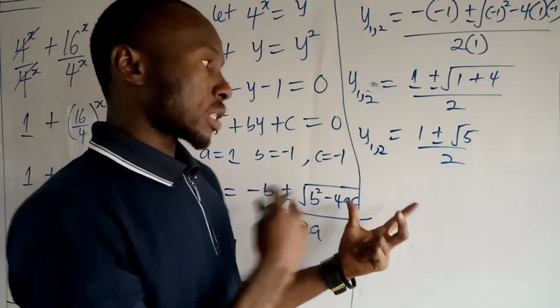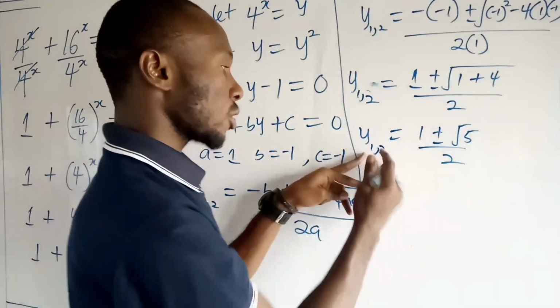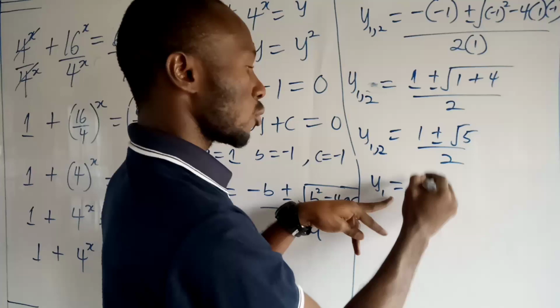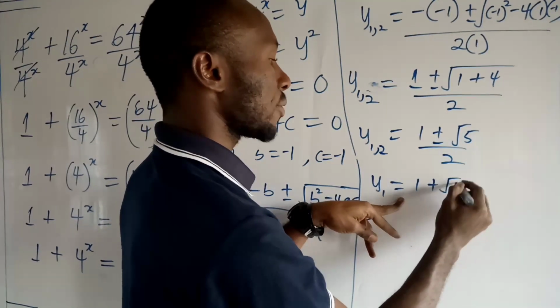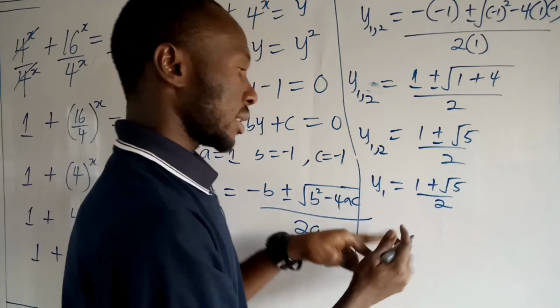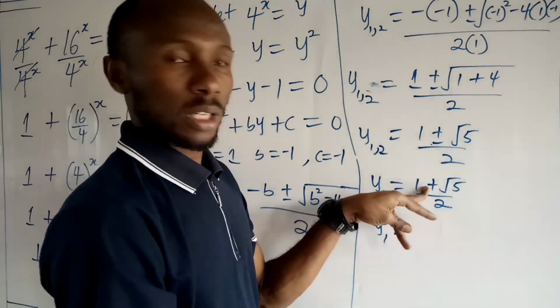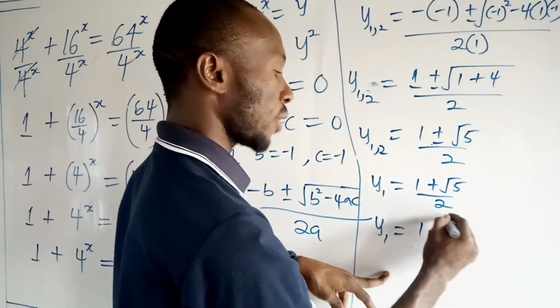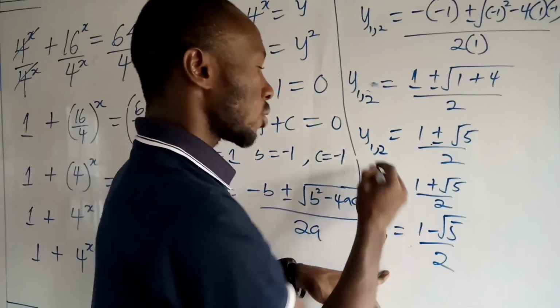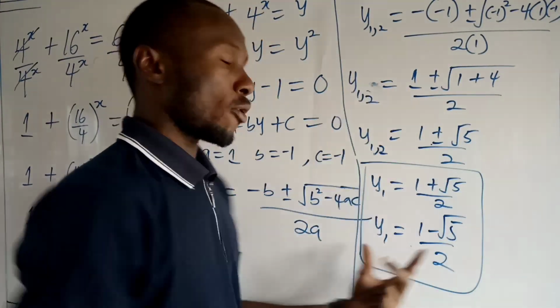Now at this point, you want to split the values of y. So the first y1 is equal to 1 plus root 5 upon 2. And the second y is equal to, you take the negative sign now, 1 minus root 5 upon 2. So these are the values of y.